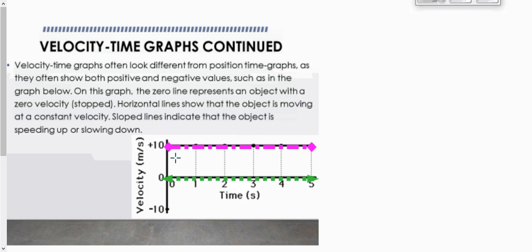The purple line highlighted here shows that the velocity of the object was moving at 10 meters per second. After 1 second, it's still moving at 10 meters per second. After 2 seconds, it's still moving at 10 meters per second. The velocity again is constant at 10 meters per second.